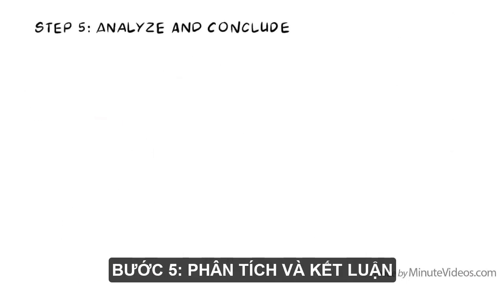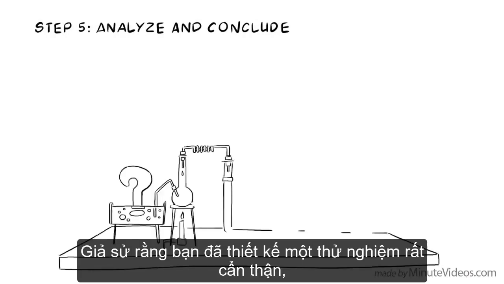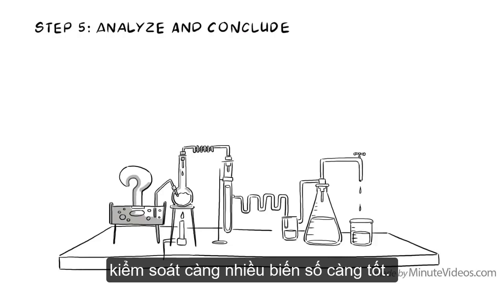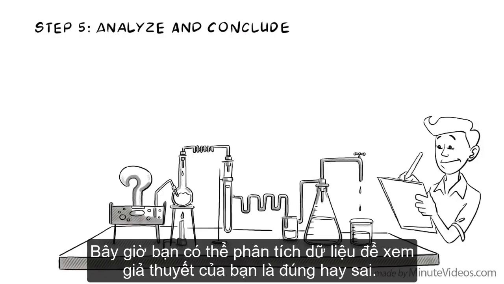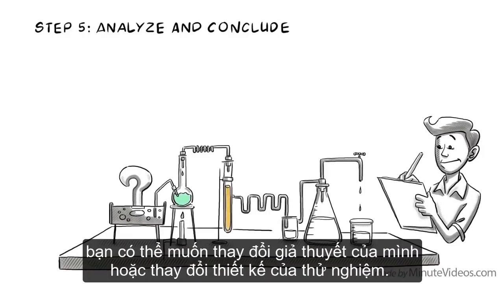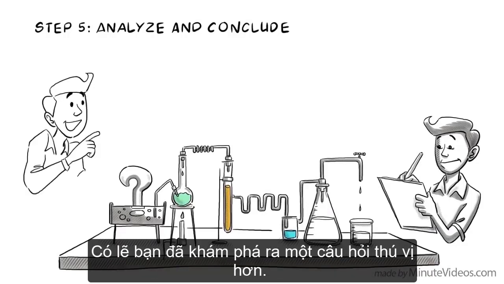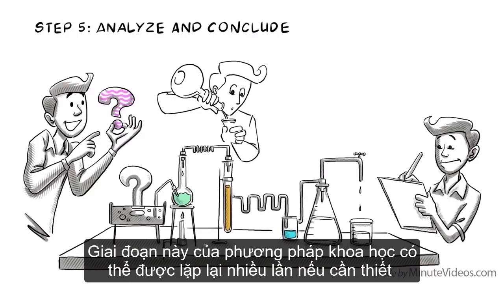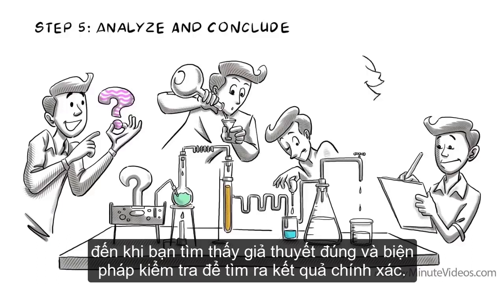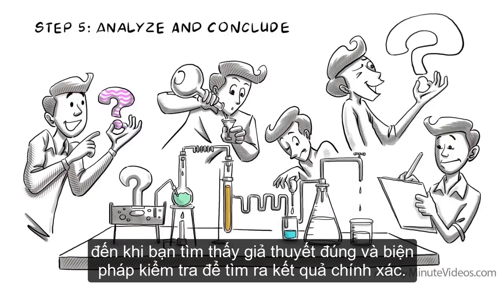Step 5. Analyze and conclude. Let's assume that you designed a very careful experiment, controlling for as many variables as possible. Now you can analyze the data to see if your hypothesis is correct or incorrect. Depending on your findings, you may want to change your hypothesis or change the design of your testing. Perhaps you have discovered an even more interesting question. This stage of the scientific method can be repeated as many times as necessary until you find just the right hypothesis and test method to find accurate results.